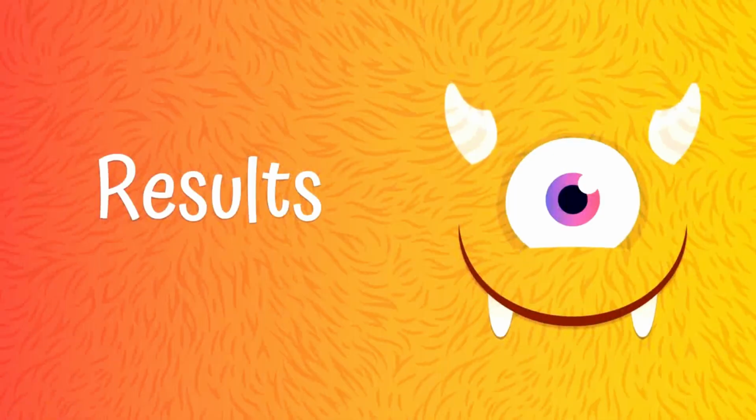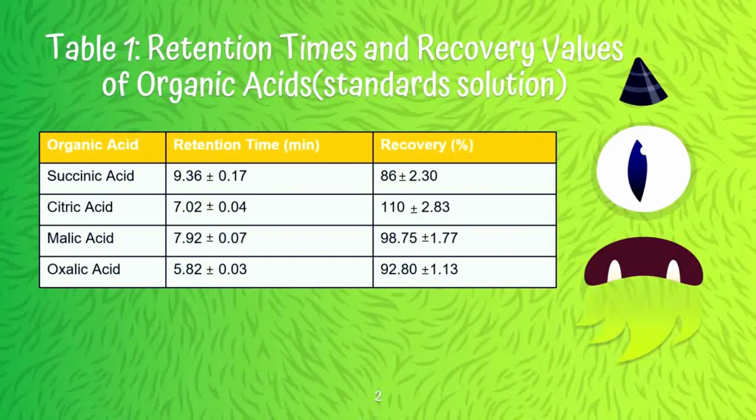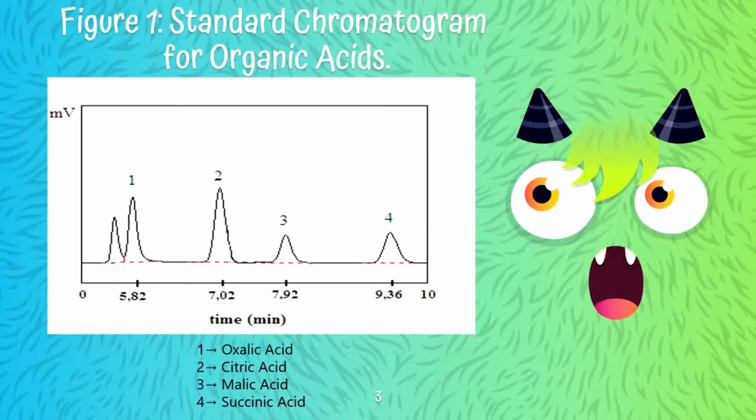These are the results for this experiment. Table 1 shows the retention time and recovery values of the standard solution. Next is the standard chromatogram for organic acids, where peak 1 is oxalic acid, peak 2 is citric acid, peak 3 is malic acid, and the fourth peak is succinic acid.